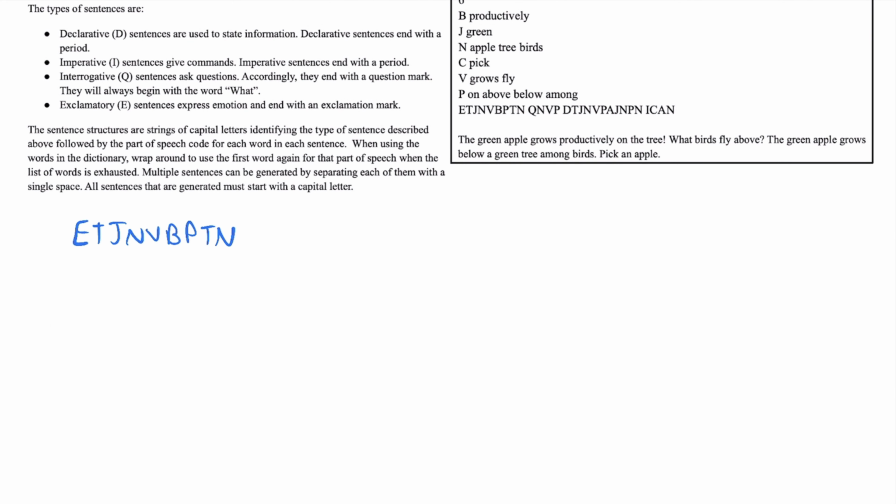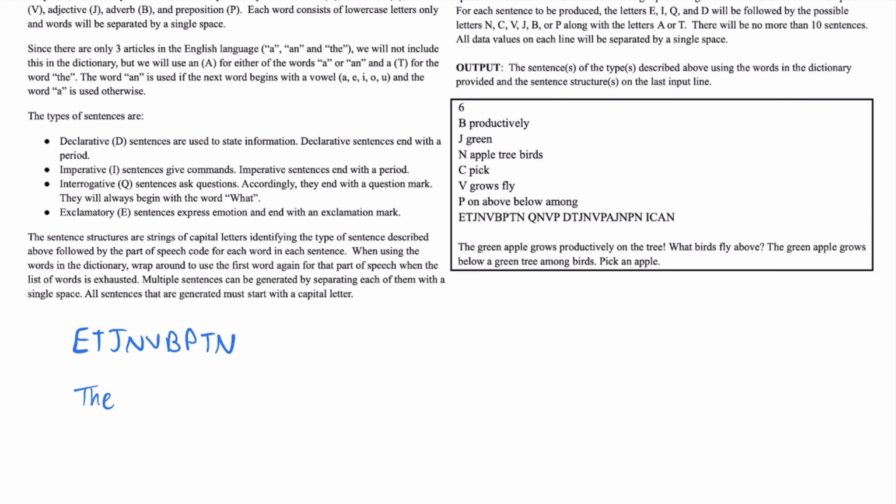Alright, so the first thing that this has is an E. So that's going to tell us it's exclamatory. So it's going to end with an exclamation mark, so we have to remember that. Now next we have T. So that's always going to be a "the". And then next we have J. J is an adjective, and here we have an adjective that is green. So we'll write green here.